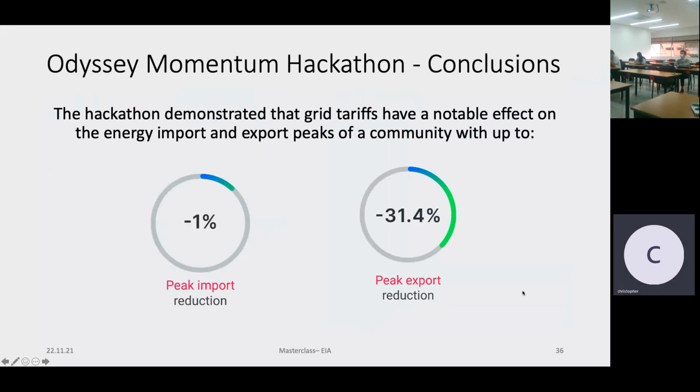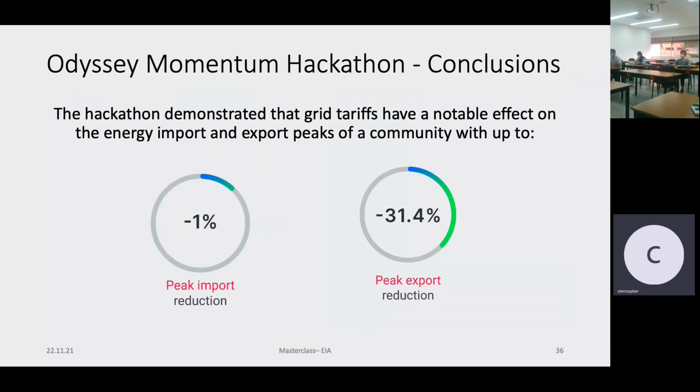And the outcome of this hackathon: we had a peak import reduced by only 1%, which was not that impressive, but the peak export was reduced by 31%, which was really interesting.